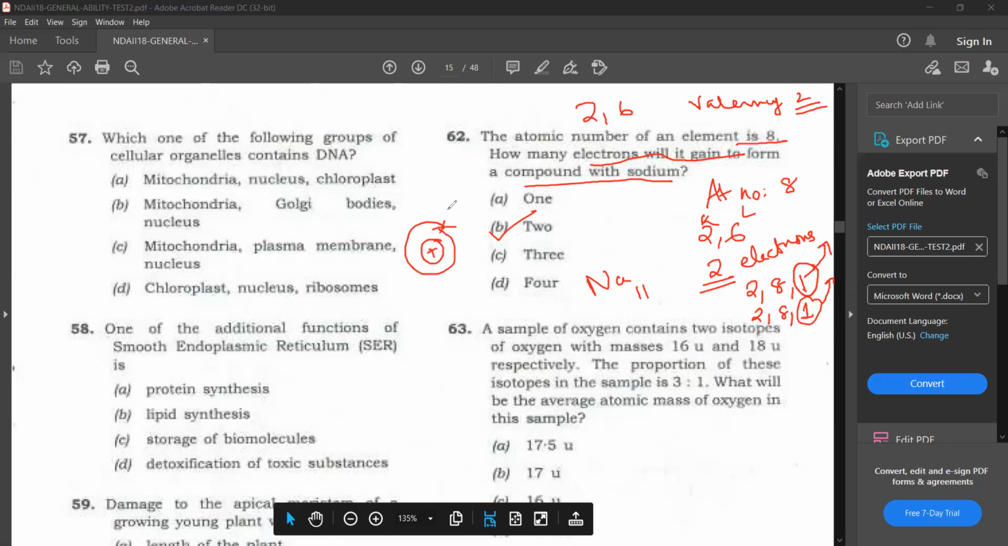So 2 in the K shell, 6 in the L shell. It requires 2 more electrons, so it will gain 2 electrons. So the answer is option B, 2 electrons.